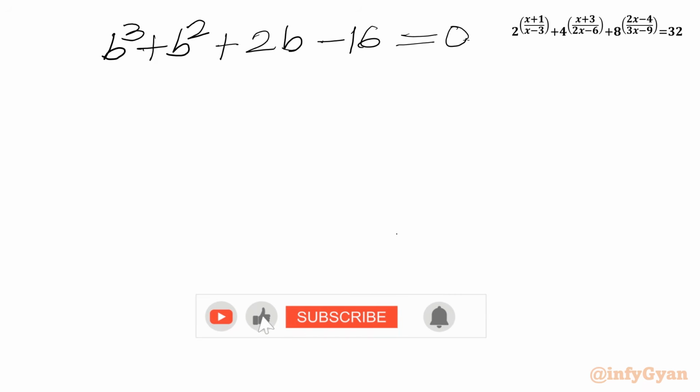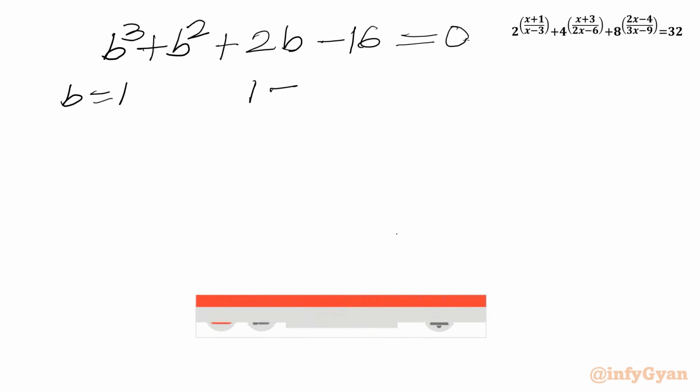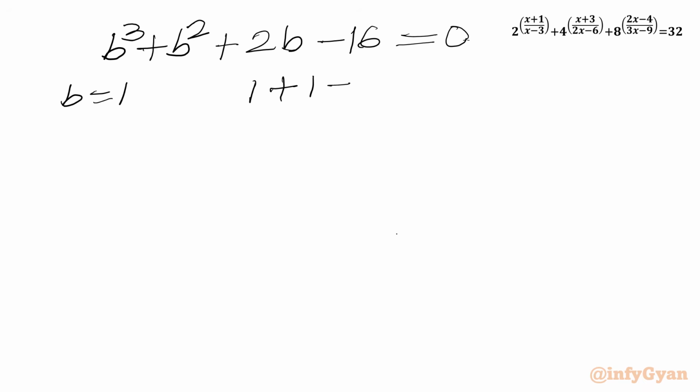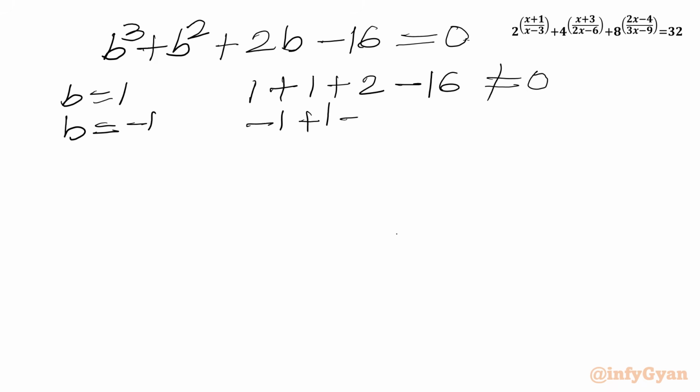Now we will take the ratio of the constant to the leading coefficient and we will find the values which will satisfy our equation. Let's begin with b equal to plus 1. Will it satisfy? 1 cube is 1, plus 1 square is 1, plus 2 times 1 is 2, minus 16. No, it won't. Let's check b equal to negative 1. Will it satisfy? Minus 1 plus 1 minus 2 minus 16. Again it is not.